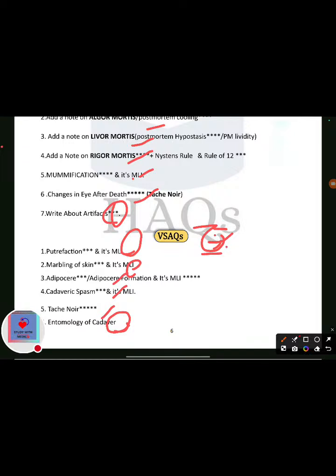Again, the mechanism is that hemoglobin combines with hydrogen sulfide.